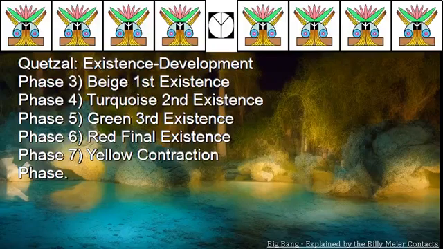Existence development phase 3, beige; first existence phase 4, turquoise; second existence phase 5, green; third existence phase 6, red; final existence phase 7, yellow; contraction phase.